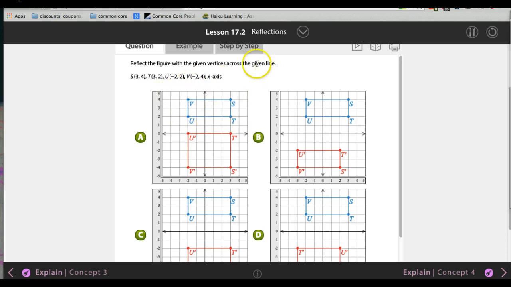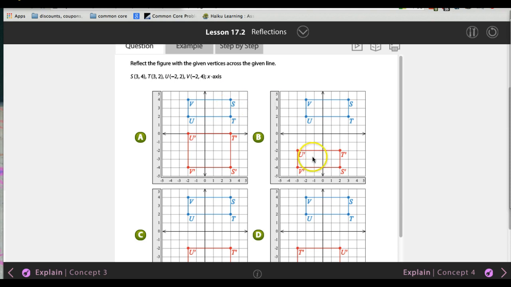And then it says reflect over what? The x-axis. And I told you the x-axis is what? This line going that way. You already know that A is not the answer, because when you reflect, it's a rigid transformation. We talked about this in class. And so it should be the same size and the same shape.